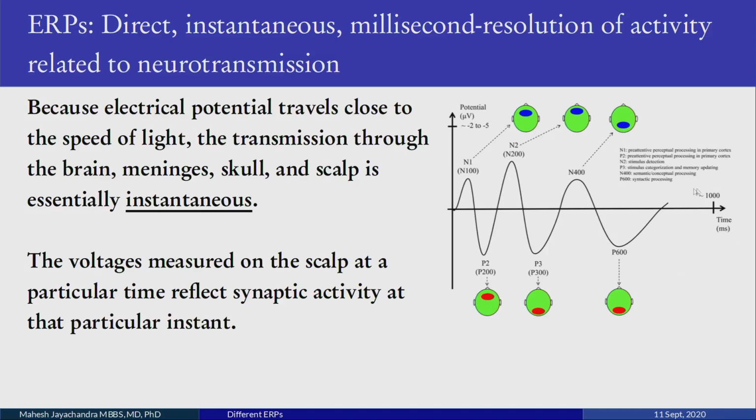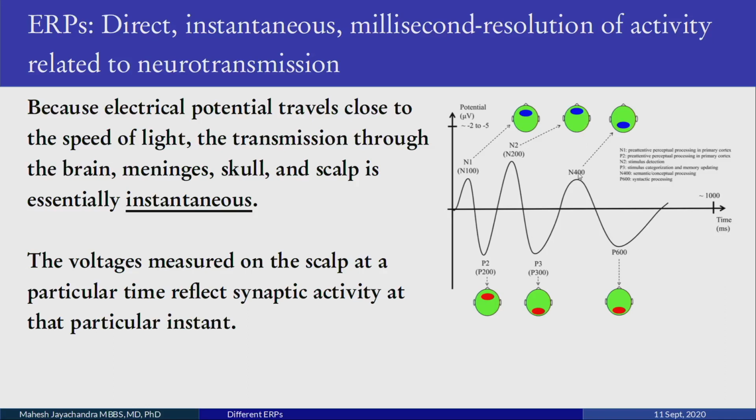On the right is a canonical ERP representation, negative up. N1 is around 100 milliseconds. It generally reflects pre-attentive perceptual processing in the primary cortex. P2 also reflects pre-attentive processing, and you can see in the heat map where the activity shows. N1 is there, P1 is here, and N2 is also over there, and it reflects stimulus decision, etc.